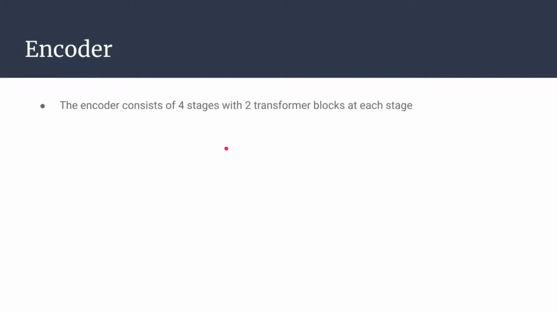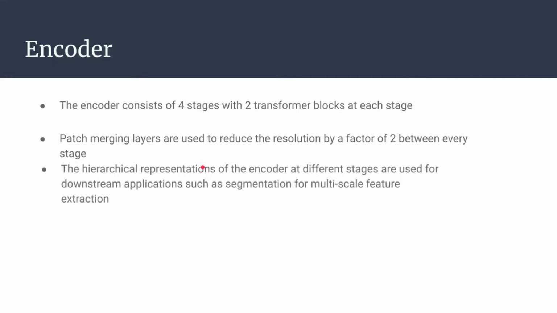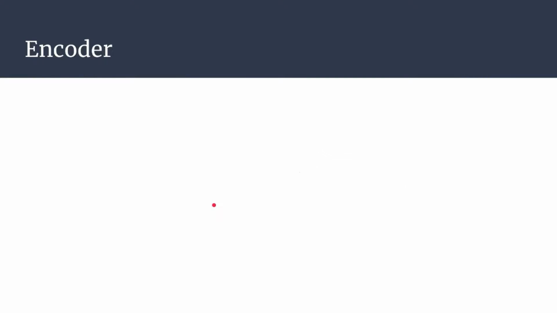So the encoder consists of 4 stages, as I said, with 2 transformer blocks at each stage. Patch merging layers are used to reduce the resolution by a factor of 2 between every stage. This is common in Swin. The hierarchical representations of the encoder at different stages are used for downstream applications such as segmentation for multi-scale feature extraction.